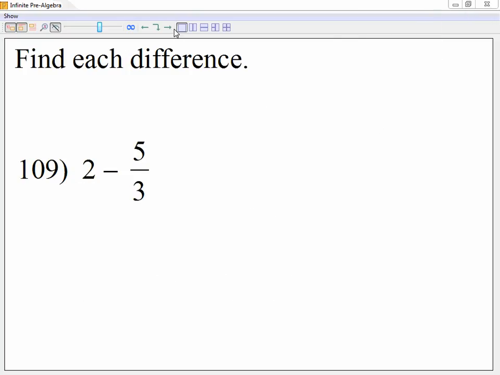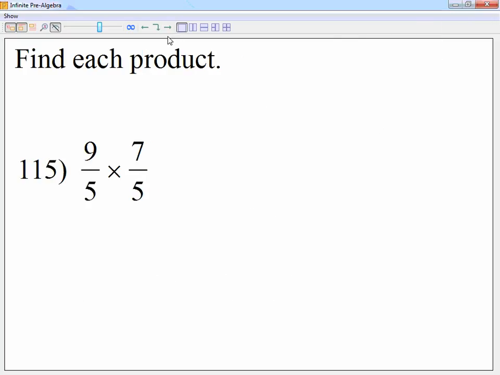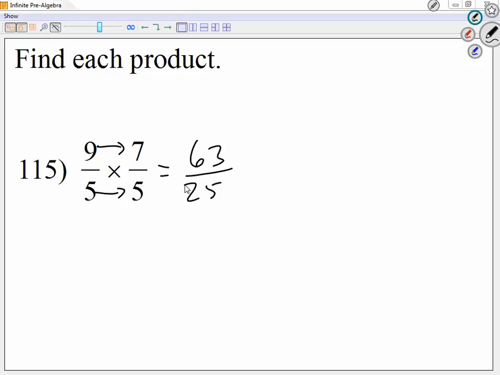Now for multiplication, looking at 115, we don't need a common denominator. We need those only for adding and subtracting. But for multiplying, we don't. In this case, we do have a common denominator, but we don't need it because I'm just going to multiply straight across. In my case, I get a 63 on top, right? 9 times 7. I get a 25 at the bottom, right? 5 times 5. I have an improper fraction, so let me go 25 into 63 goes in 2 times.